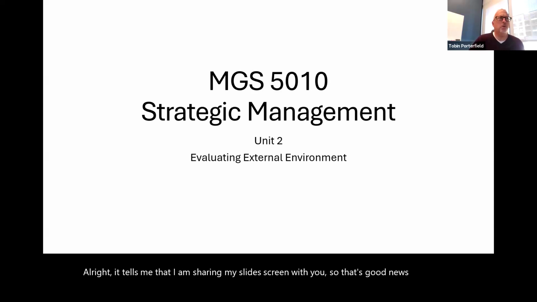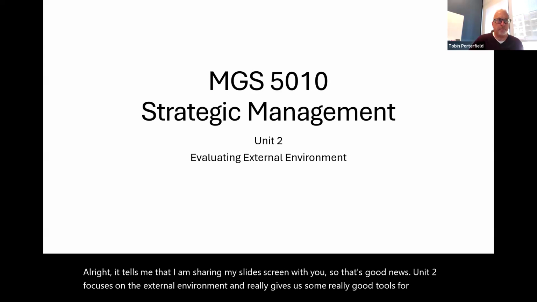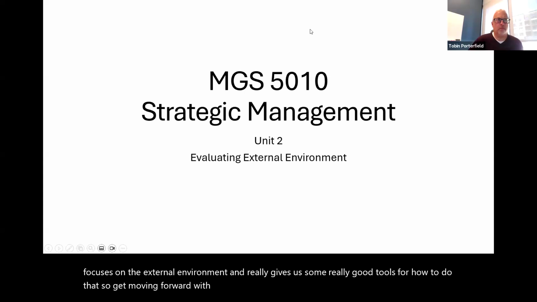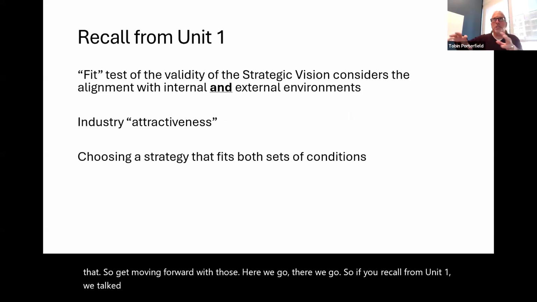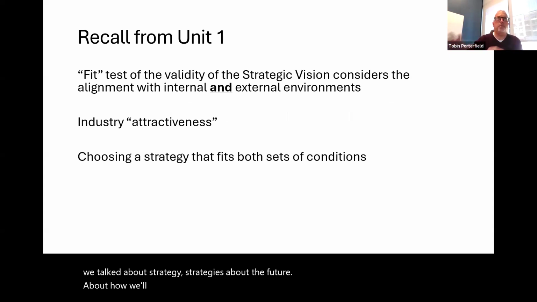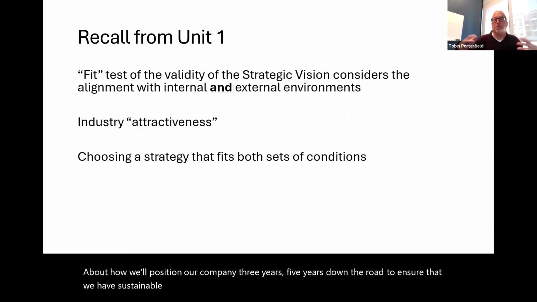Unit 2 focuses on the external environment and really gives us some really good tools for how to do that. So, moving forward with those. If you recall from Unit 1, we talked about strategy. Strategy is about the future, about how we'll position our company 3 years, 5 years down the road to ensure that we have sustainable profits and market share and really are heading towards being successful.